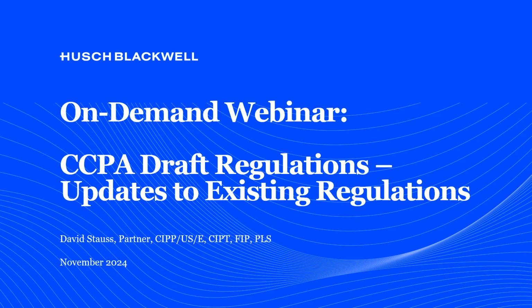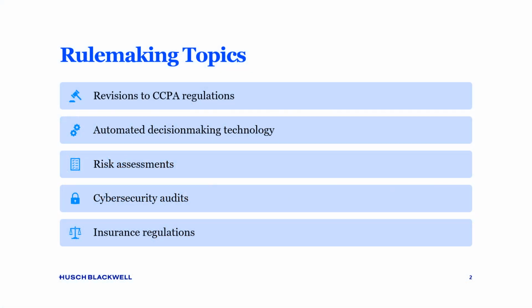In this webinar, we will discuss the CCPA's draft regulations with respect to updates to the existing regulations. To give you some background, this latest round of CCPA rulemaking initiated by the California Privacy Protection Agency covers 5 topics. There are revisions to the existing regulations, which we're going to discuss in this webinar, and then there's 4 other new areas. The plan is to do webinars on the first 4 topics that you see here.